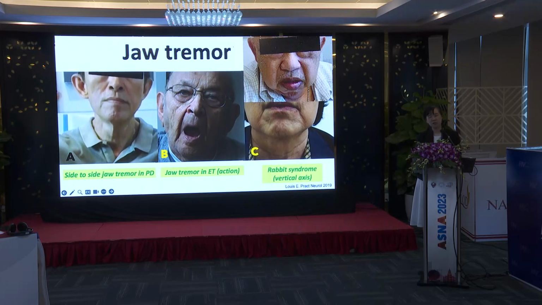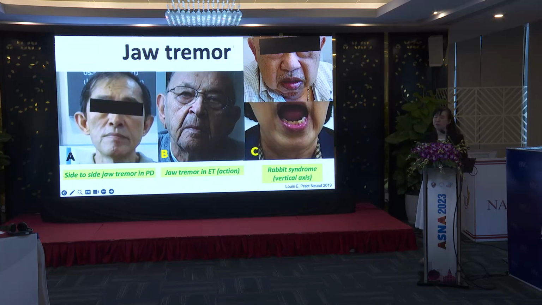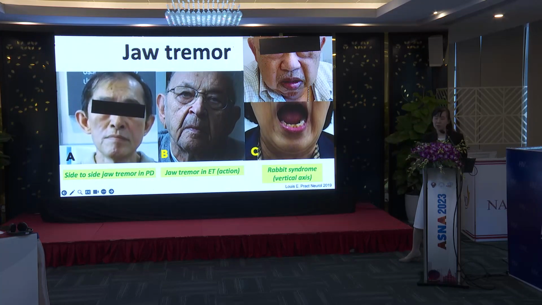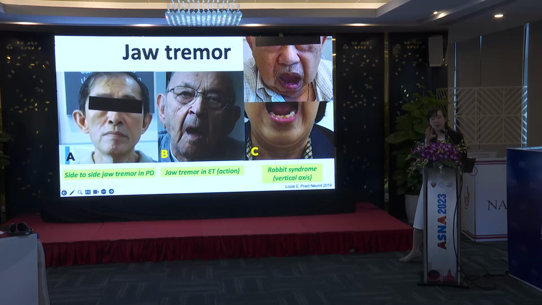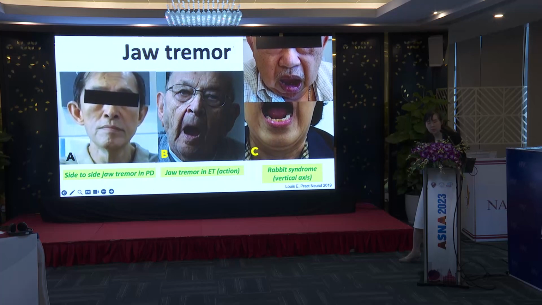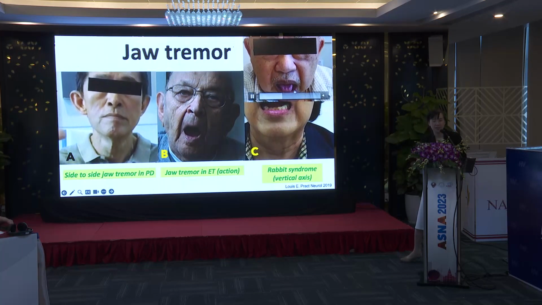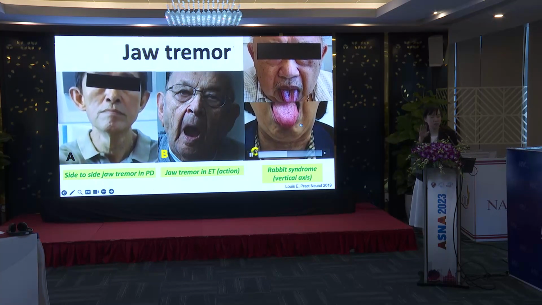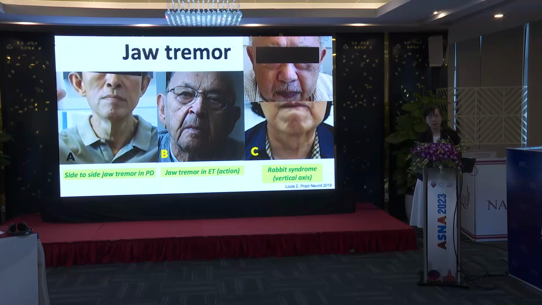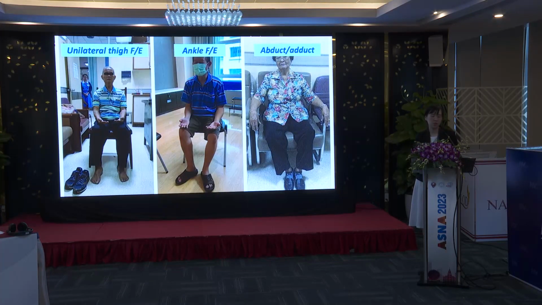Another sign that can point to PD tremor is the tongue. Sometimes you can ask the patient to open the mouth without sticking out the tongue. At rest, you can see tremor like this in the tongue, but once he sticks out the tongue, the tremor stops. So this is rest tremor of the tongue, which is suggestive of PD tremor.